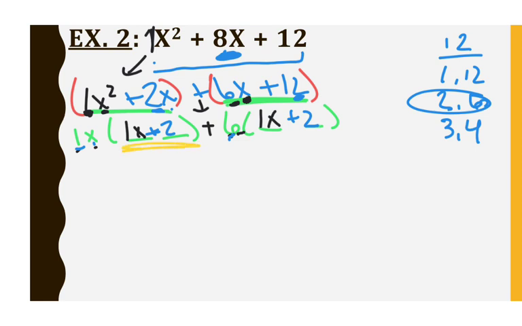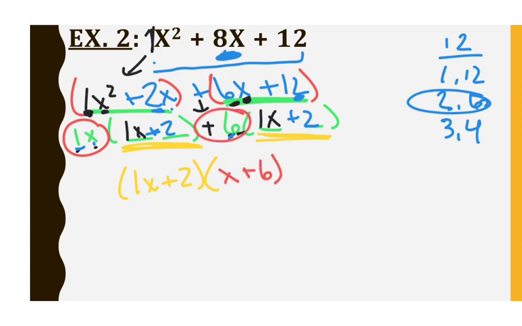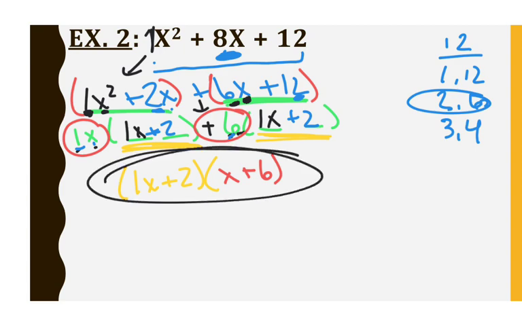Notice how you have the same thing in each set of parentheses. That's what should happen every single time. If they're not the same, you're doing something incorrectly. So to write your final answer, you'll bring down what's in the parentheses one time, which is 1x plus 2. And then in your set of parentheses right beside it, you'll put what's in front of them. So 1x plus 6. And this is your final answer.